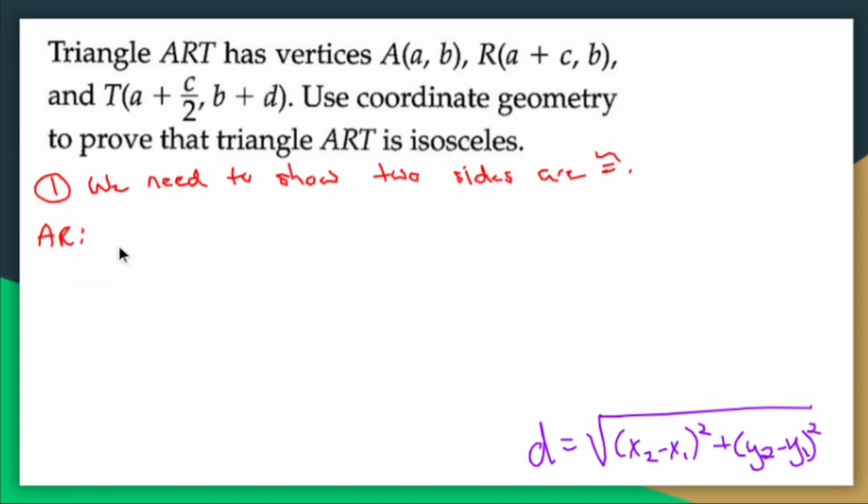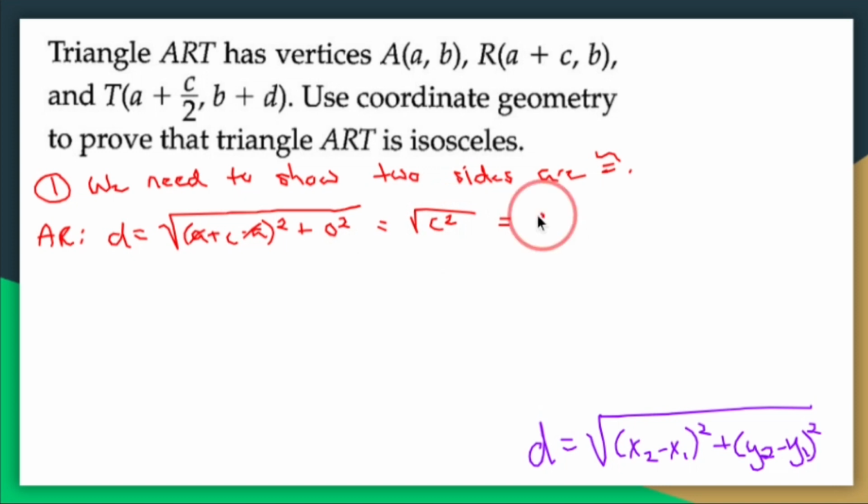AR is going to give me a distance of a big square root. Let's call these my x sub 1s and these my x sub 2s. So x sub 2 would be A plus C minus my x sub 1, which would be A. Things disappear, squared. Plus B minus B. How convenient, 0 squared. The A's cancel out. So this just becomes C squared plus nothing, just C squared. The square root of that, C.